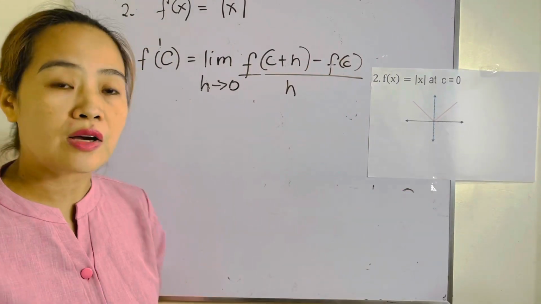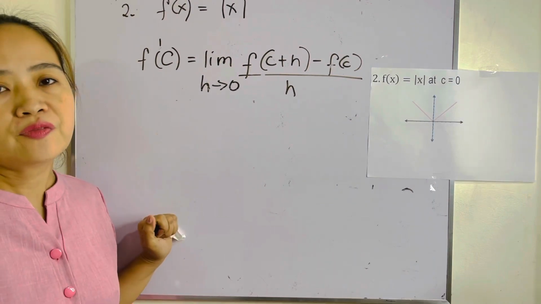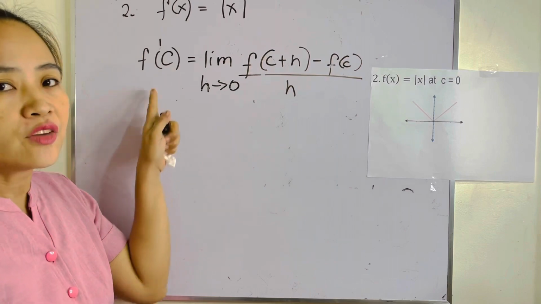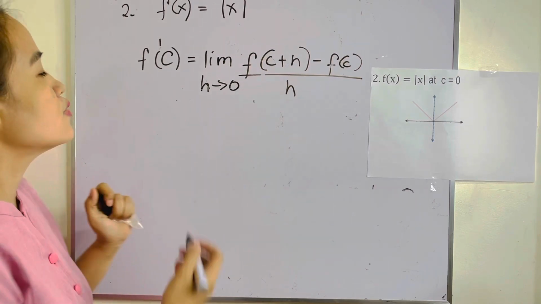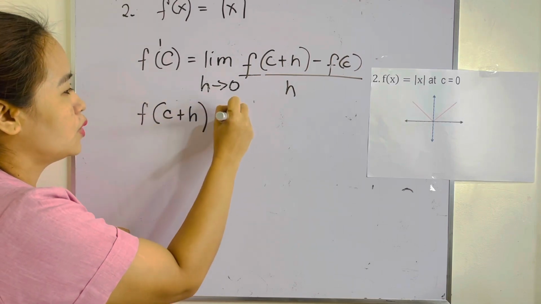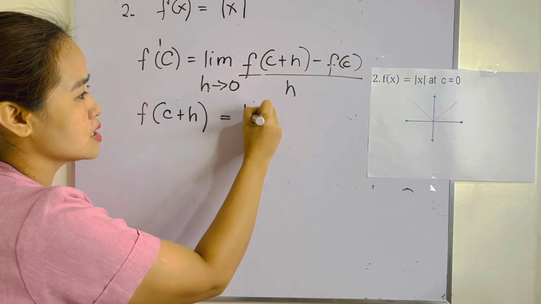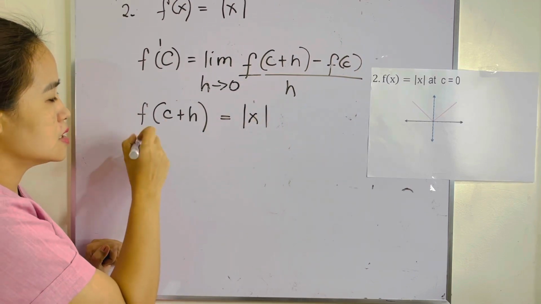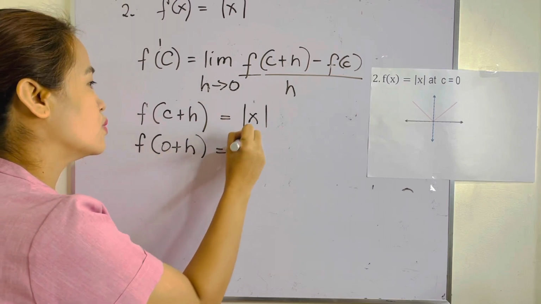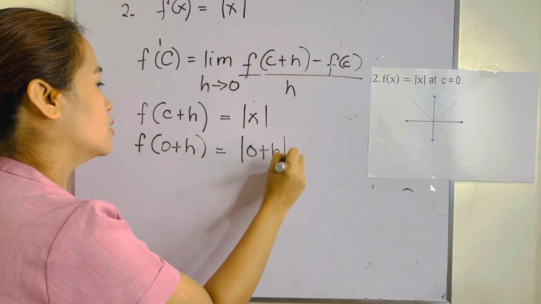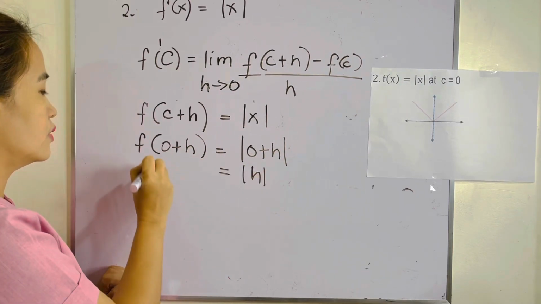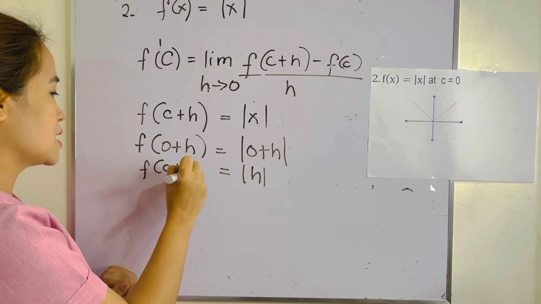This one is the graph of the function. Let us verify if it is differentiable. Of course, we know that if this limit exists, then it is differentiable. So let us evaluate first f of c plus h. Equate it to the value of the function, which is the absolute value of x, and then c here is 0. So 0 plus h, and we know that 0 plus h is h. So we have the absolute value of h. This is f of c plus h.